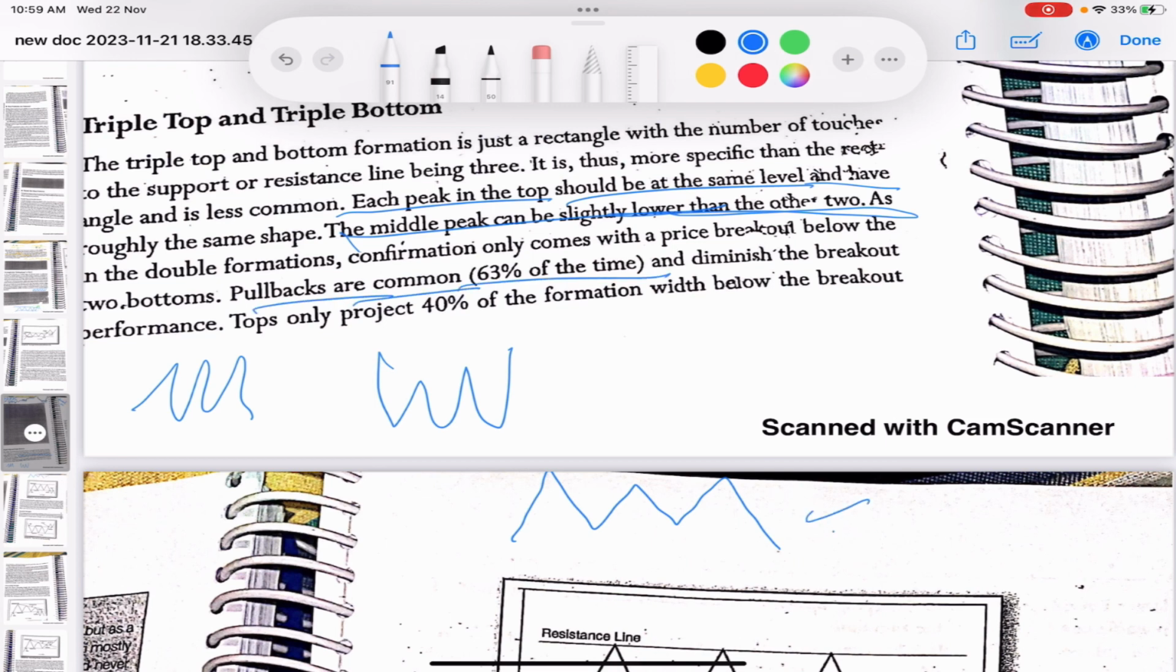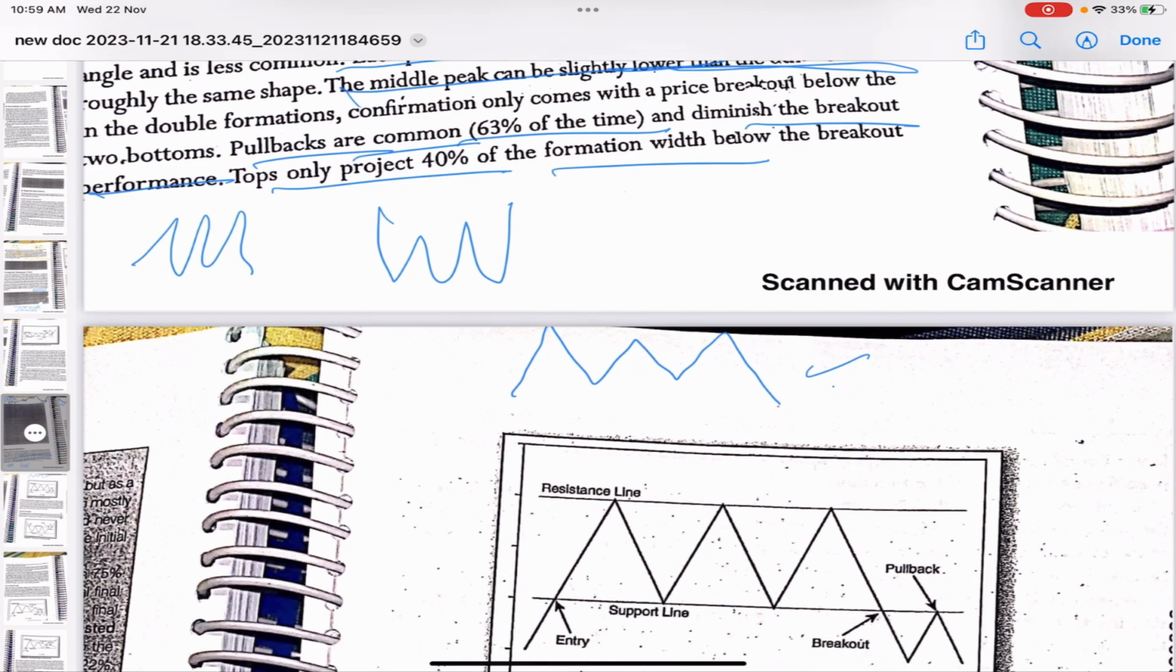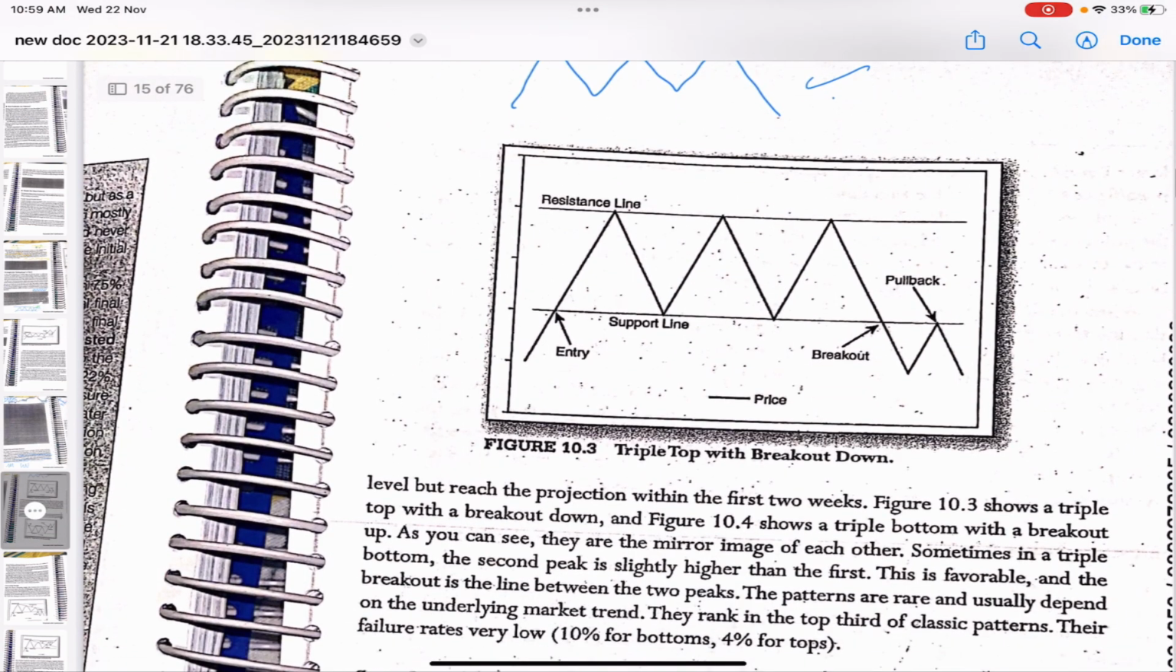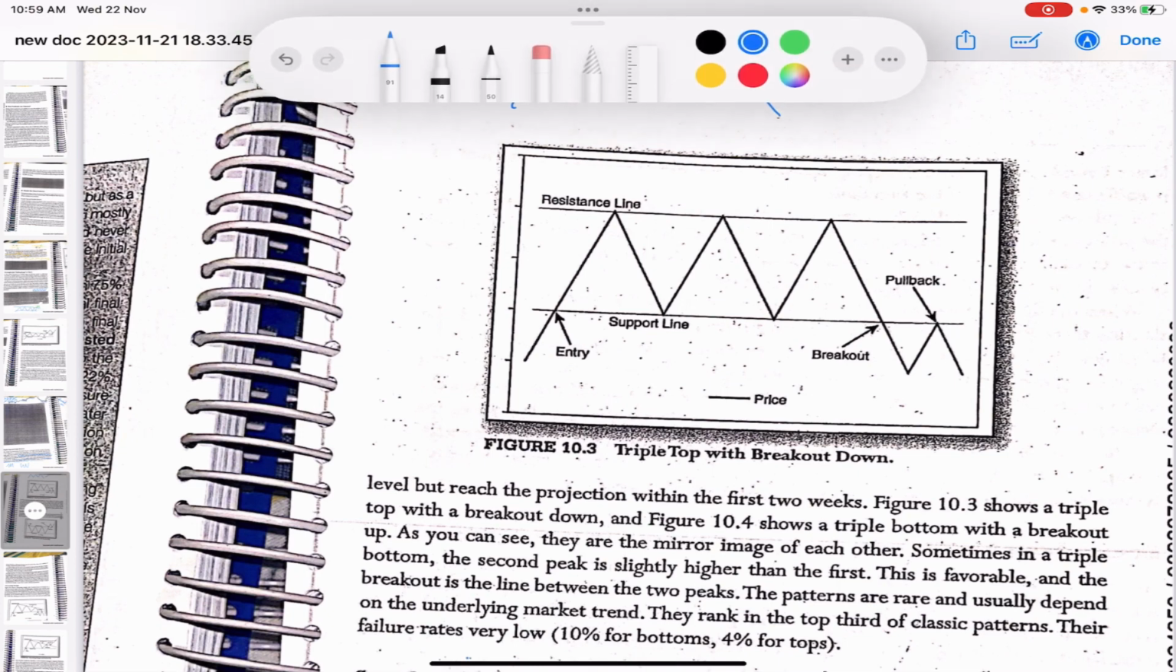Pullbacks are common, 63% of the time. So 63% of the time the stock usually pulls back, which is why I always say to only trade after a pullback; pullbacks diminish the breakout performance. Tops only project 40% of the formation, so you will not trade until an actual breakout occurs. Look at this. It broke out, pulled back, and I would enter somewhere over here with the stop loss above here, and I would capture 1:2.